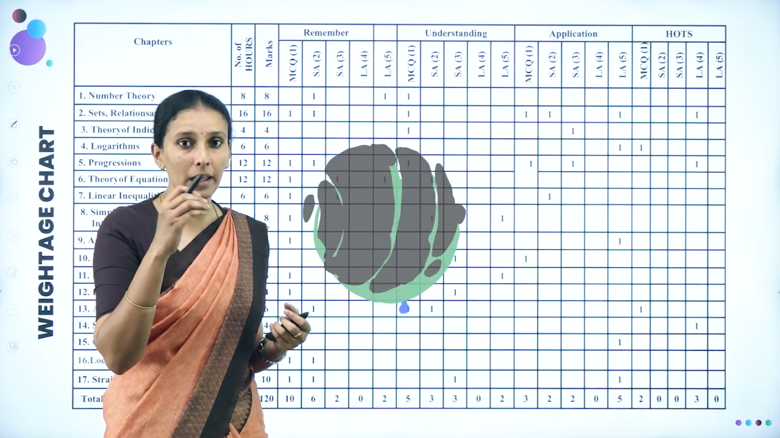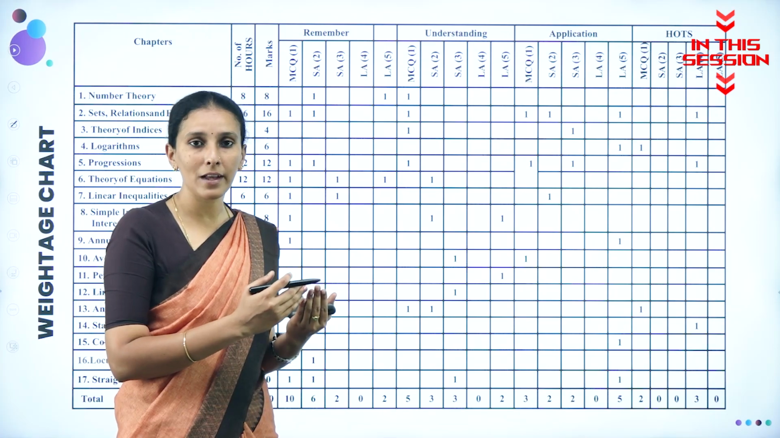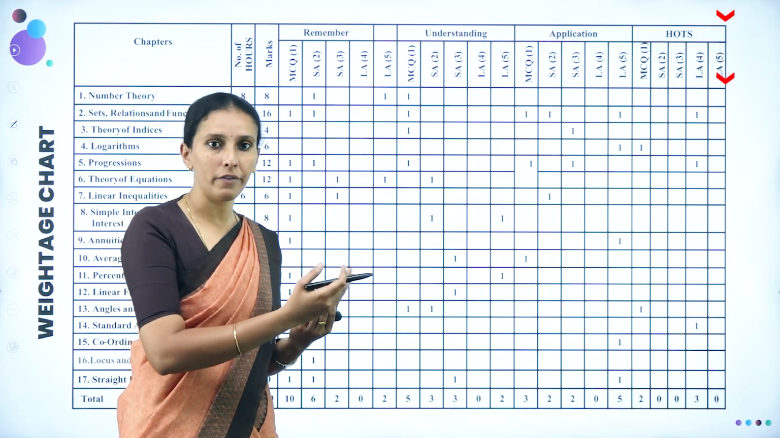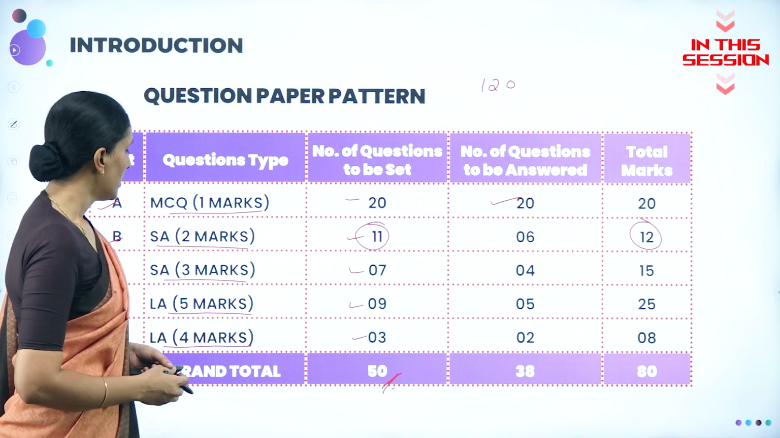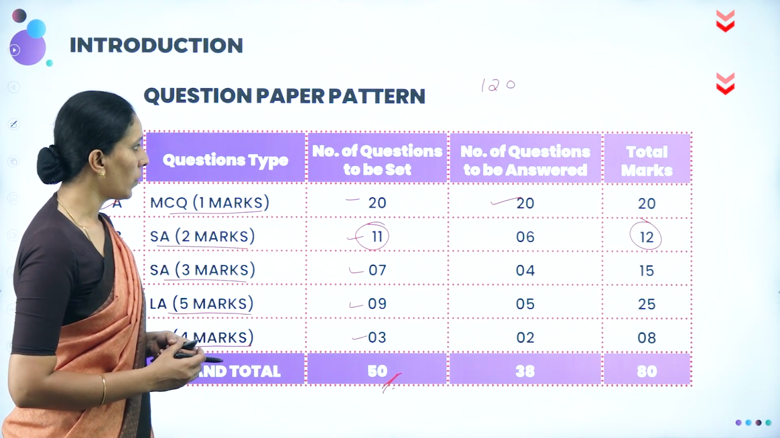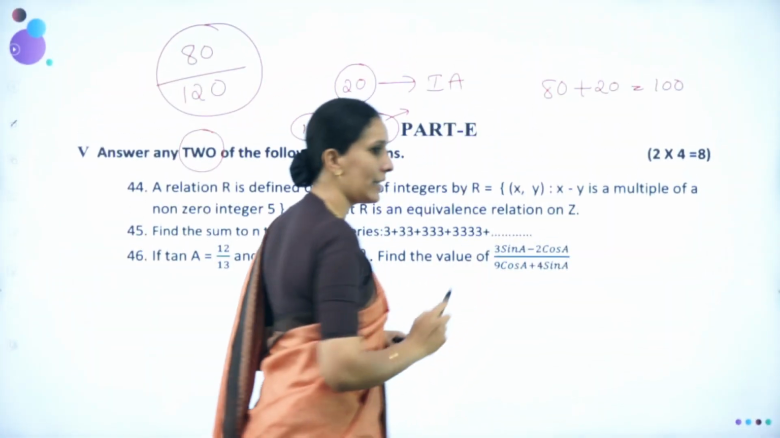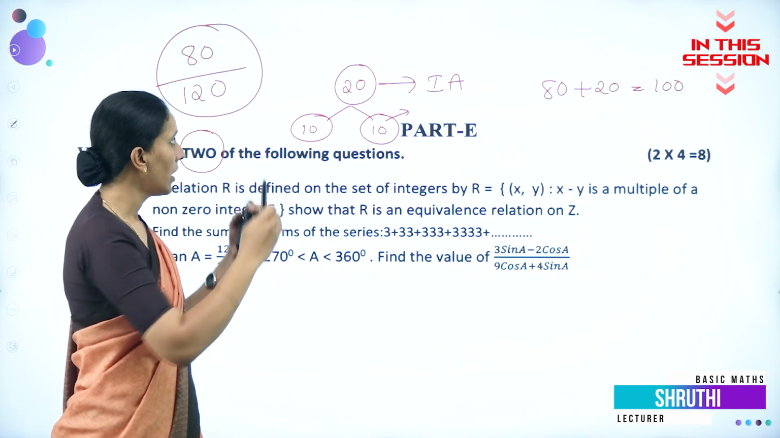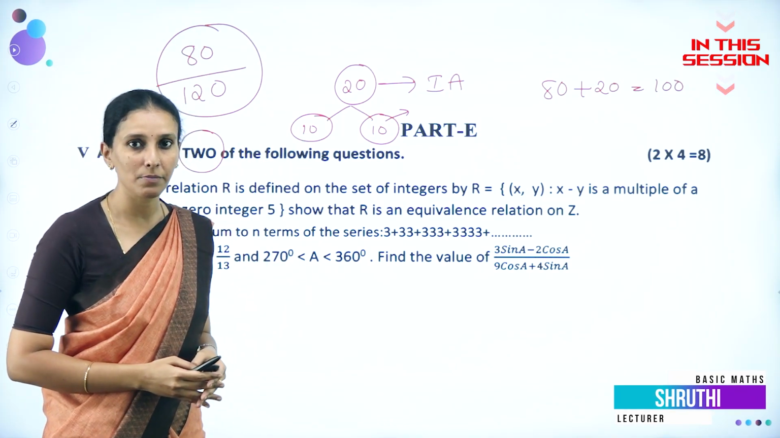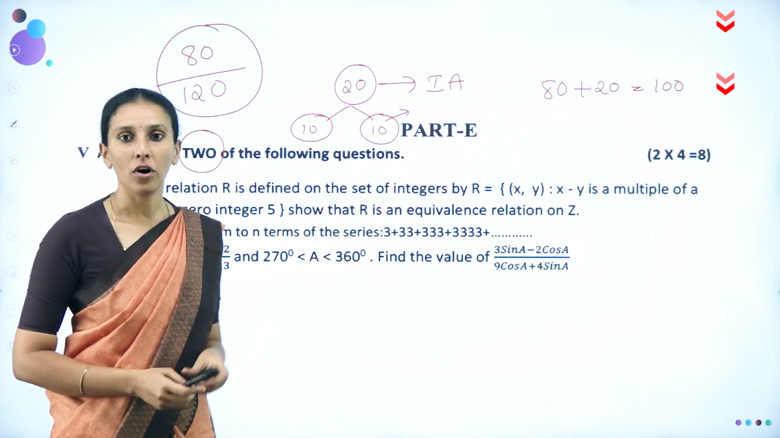Once I say it is an MCQ, it may be in the form of an objective question or fill in the blanks or match the following or one word question. Under section C, that is 3-mark question, there are 7 questions to be set, but you need to answer only 3 questions. 80 marks the theory paper, that is annual examination, and 20 as an internal assessment. So in total, the whole paper is for 100 marks.